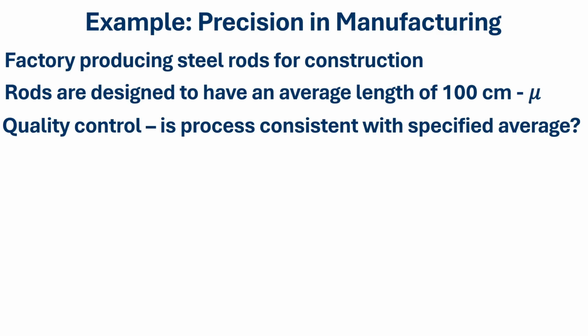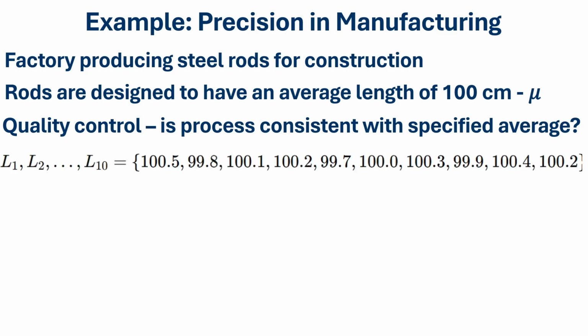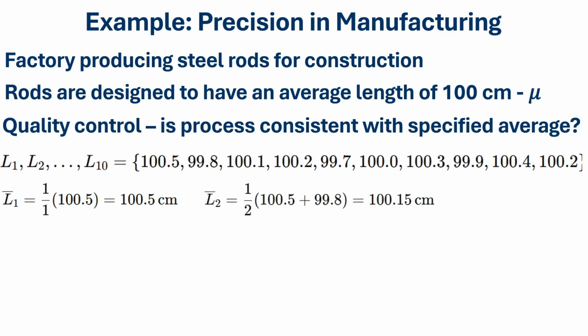So over time, the lengths of the rods in centimeters are measured. Suppose the measured lengths for the first 10 rods are as seen on the screen. We can then determine, using this sample, the average of this sample, or the sample mean, for these different values of n, which is the number of rods produced. The sample mean for the first rod is simply 100.5 centimeters because it is just one value. For the second, we take the first two values, add them together and divide by 2 to get the sample mean, and we see that it is 100.15 centimeters.